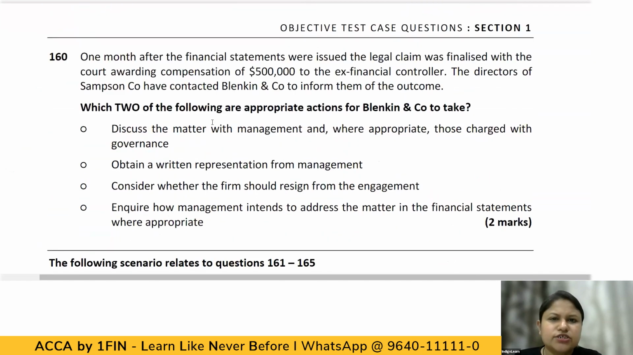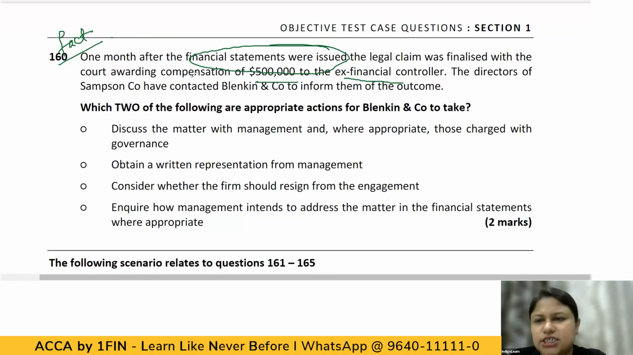Okay, let us take the last question. One month after the financial statements were issued, the legal claim was finalized with the court awarding compensation of $500,000 to the ex-financial controller. The directors of the Samsung company have contacted Blenkling and company to inform them of the outcome. One month after the financial statements were issued, so financial statements are issued. So it is a fact known to the auditor after the audit report has already been issued.